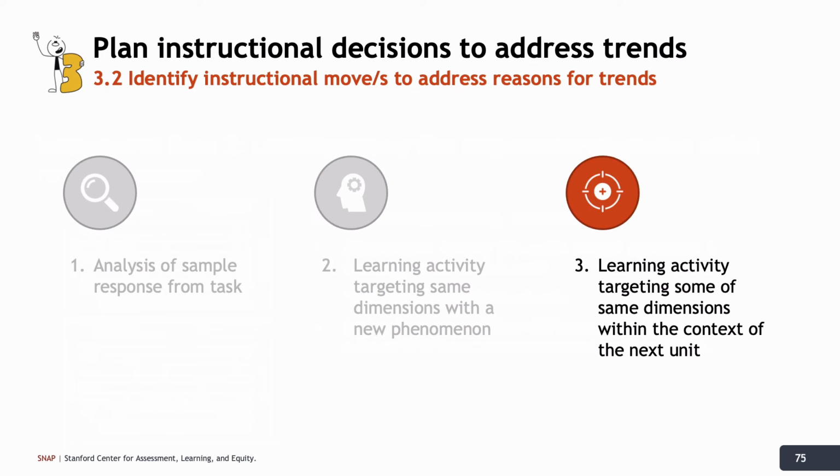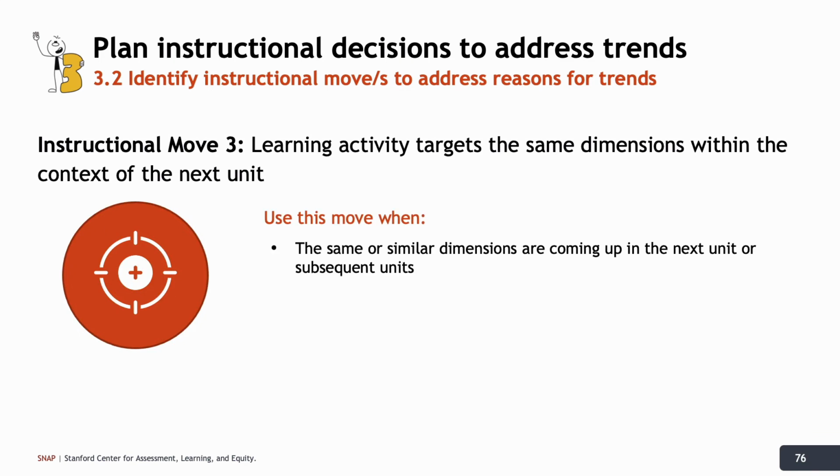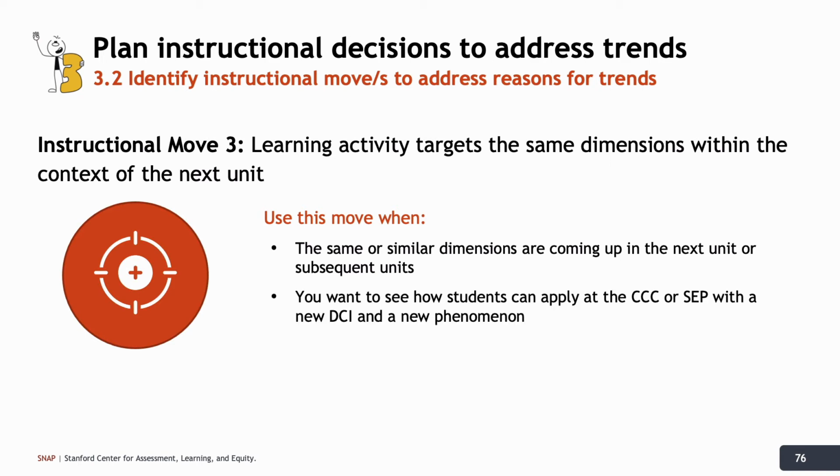And finally, you might consider planning a learning activity in your next unit that targets some of the same dimensions but uses topics relevant to the next unit. Use this move when you feel like there are ways you can target at least some of the same dimensions in the next unit or subsequent units. This often means asking students to apply the cross-cutting concept or SEP with a new DCI and phenomenon.